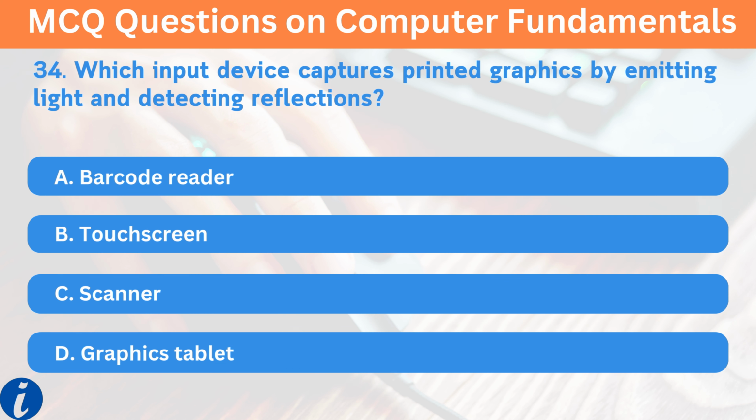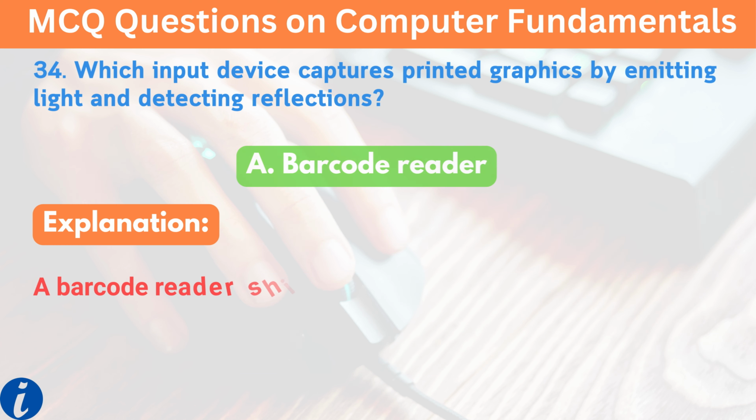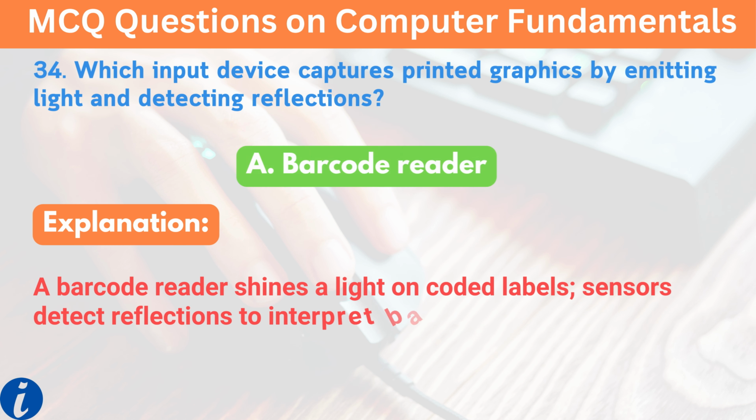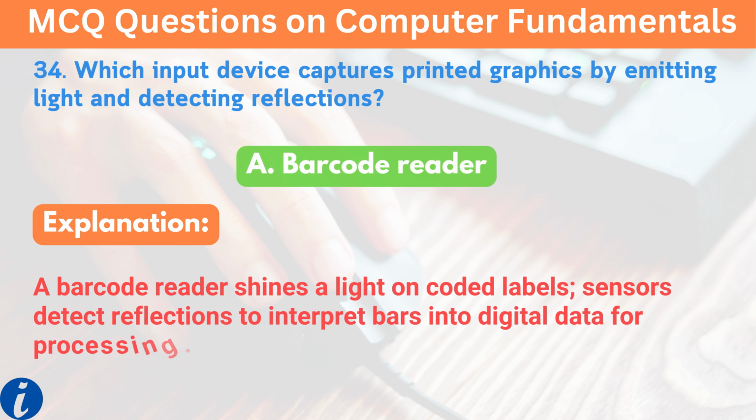34. Which input device captures printed graphics by emitting light and detecting reflections? A. Barcode reader. B. Touchscreen. C. Scanner. D. Graphics tablet. The correct answer is A. Barcode reader. Explanation: a barcode reader shines a light on coded labels. Sensors detect reflections to interpret bars into digital data for processing.